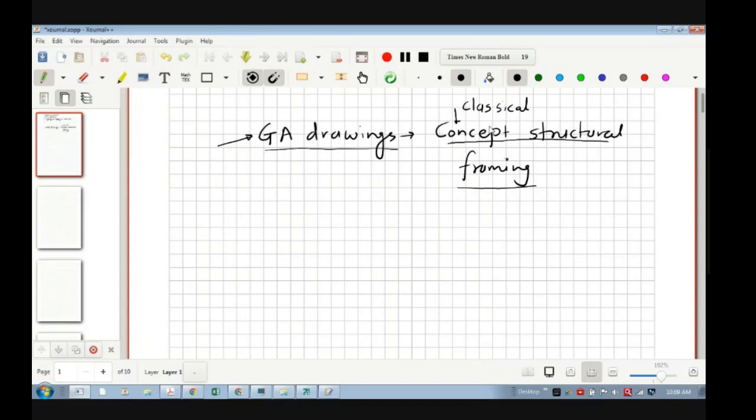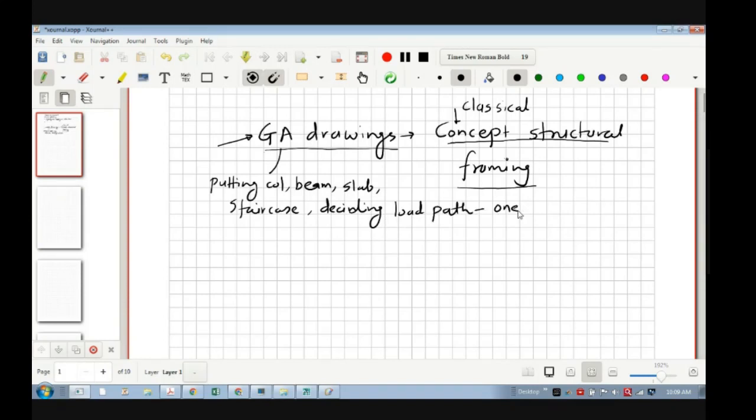So whenever we plan these GA drawings, see, GA drawings means putting the columns on the drawing: columns, beams, as far as the RCC part is concerned, slabs, staircase. And then deciding the load path. It may be one way, two way, or whatever, cantilever. So these are the general points which come in the architectural drawings.